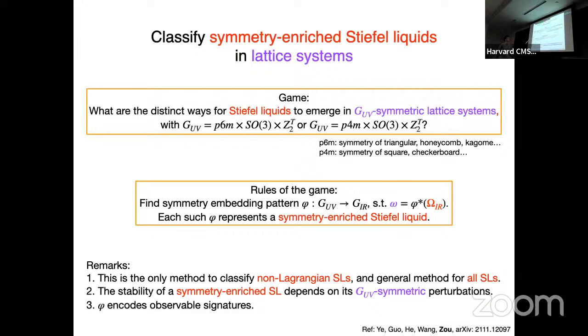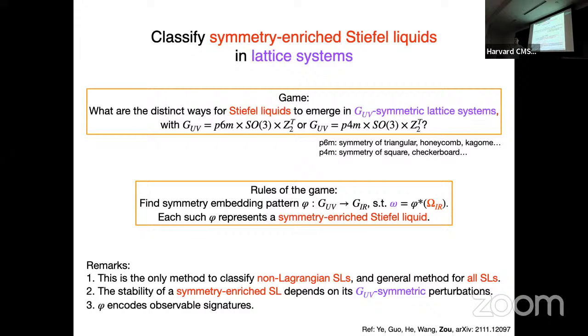This is the question, and the strategy to answer this question is to look for a symmetry embedding pattern that embeds my microscopic symmetry into the emergent symmetry of my stable liquid. And this symmetry embedding pattern mathematically is a group homomorphism. And I want this symmetry embedding pattern to make this anomaly matching condition hold. So this is the anomaly matching condition.